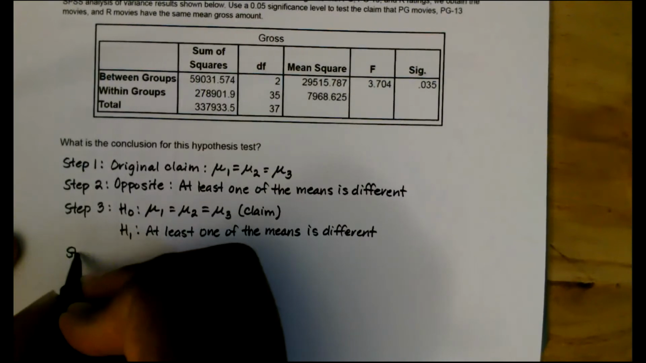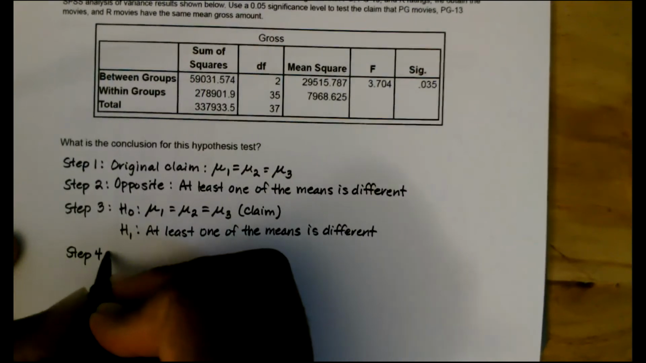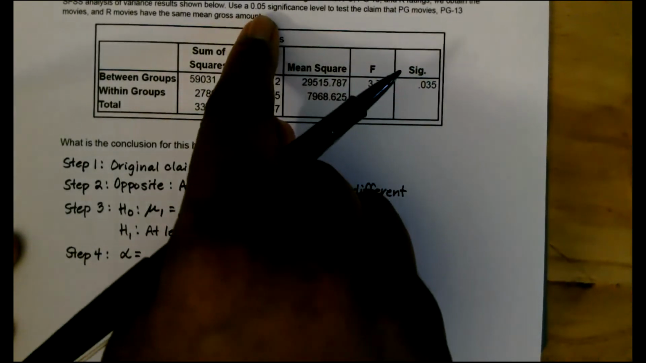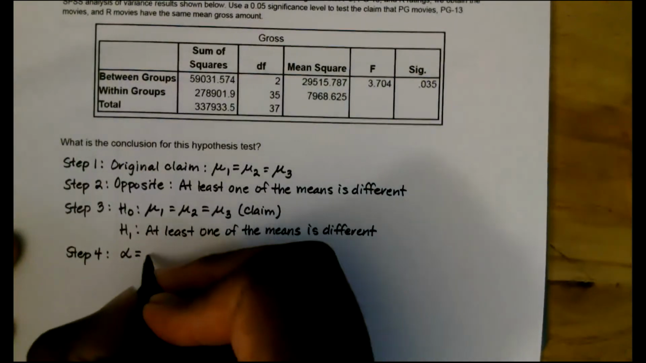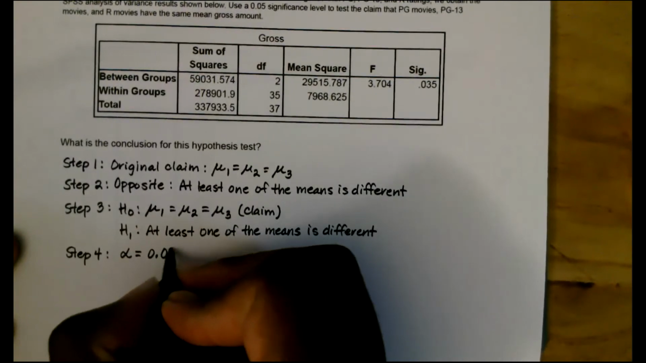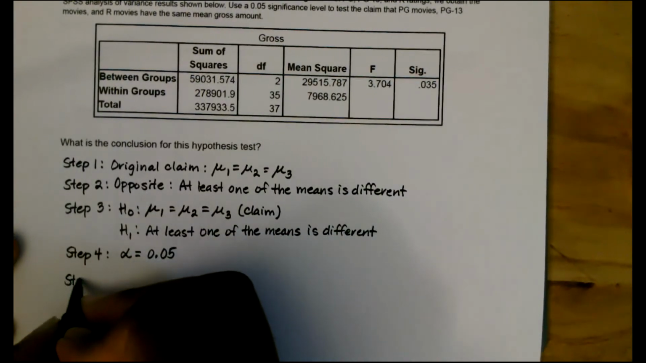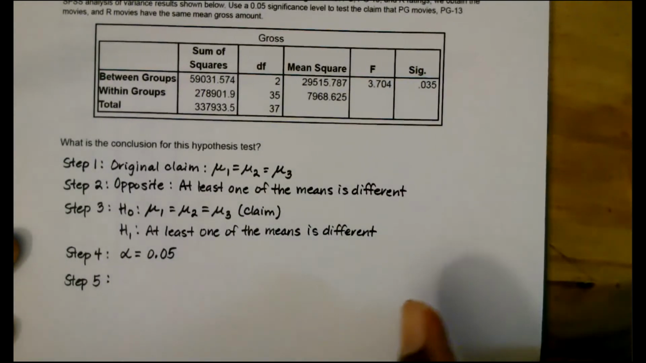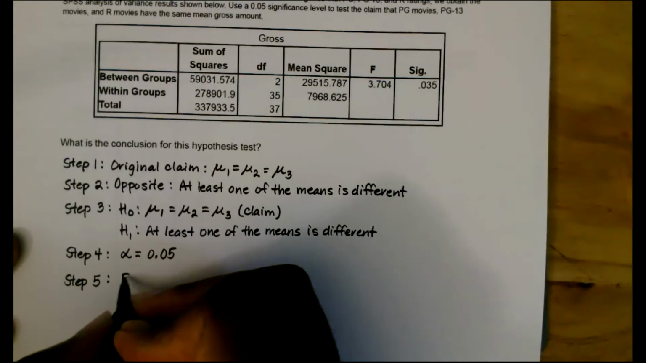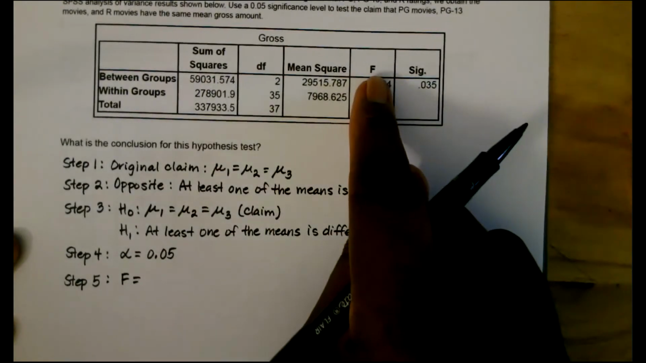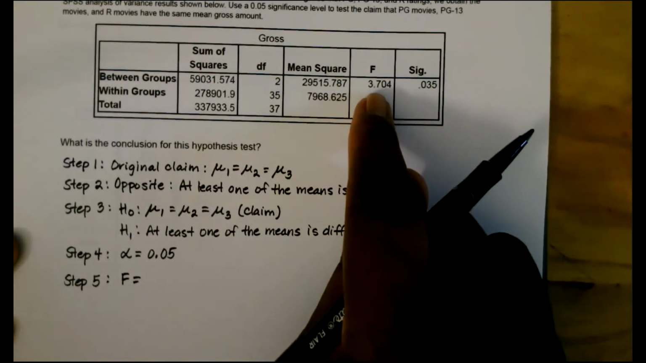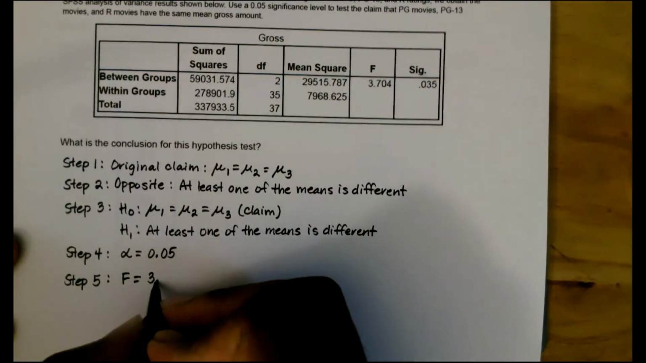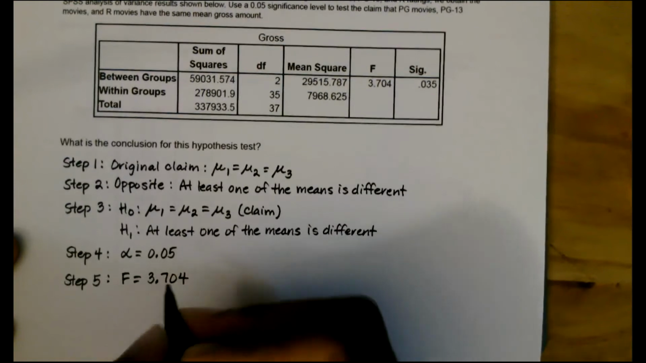And now step number 4 is your level of significance. In this case, your alpha level is 0.05 this time. And then step 5 is your test statistic. That's the F. And it's given to you in this output. In this case, 3.704. That's your F test statistic.